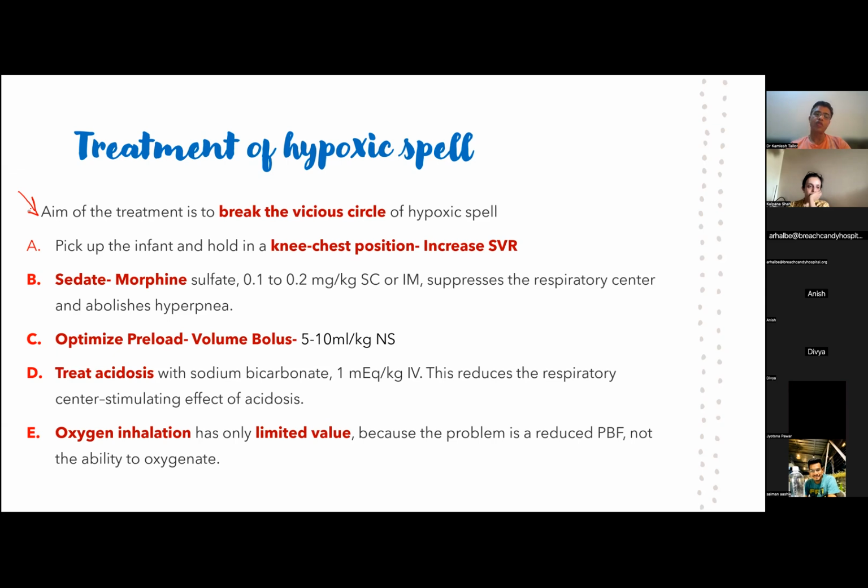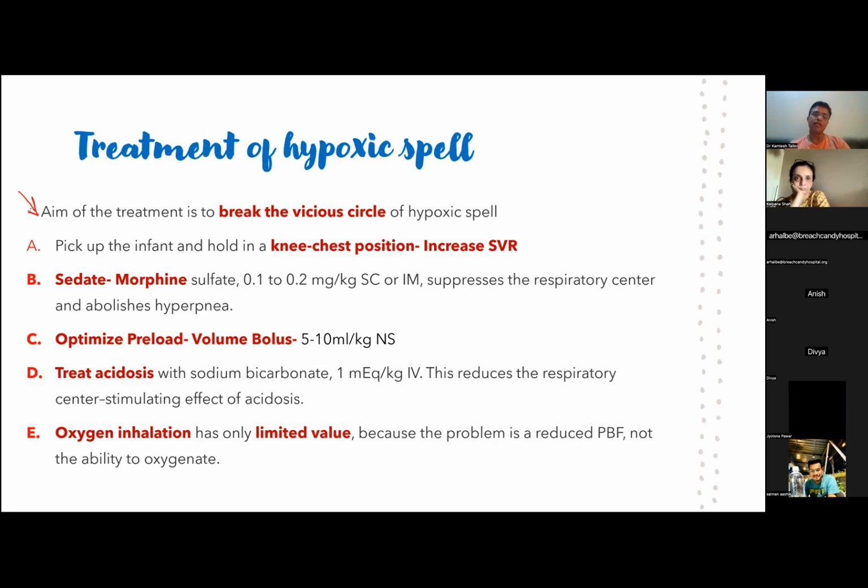The third option is to optimize the preload. So if a child comes, one has to give volume boluses in aliquots of 5 to 10 ml per kg normal saline. The fourth problem is to treat acidosis, and to treat this, one can give soda bicarb, 1 milliequivalent per kg, roughly.